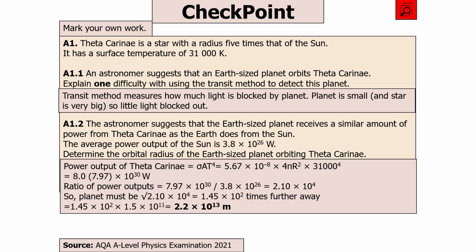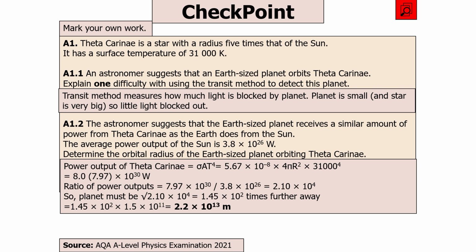Well, we know power for a star is sigma A T to the 4. We can then work out the area because it's a sphere, so it must have a surface area of 4 pi r squared. So you work it all through and you get 8 times 10 to the 30 watts. Therefore the ratio of the two power outputs is about 2.1 times 10 to the 4.